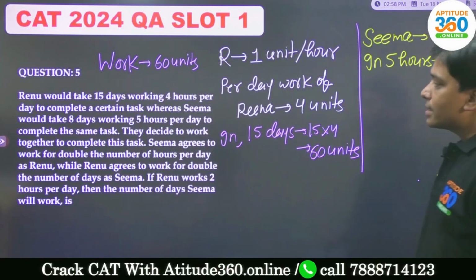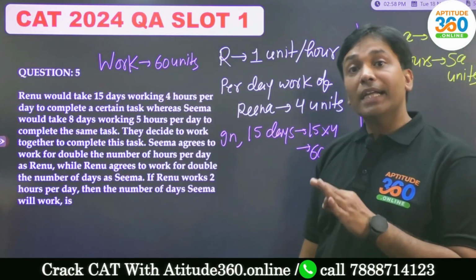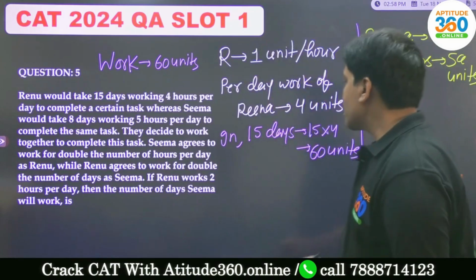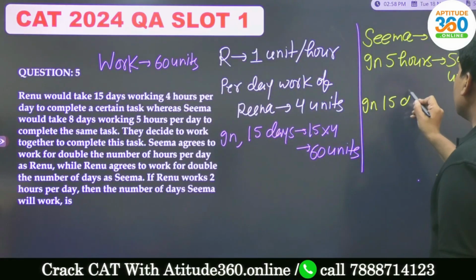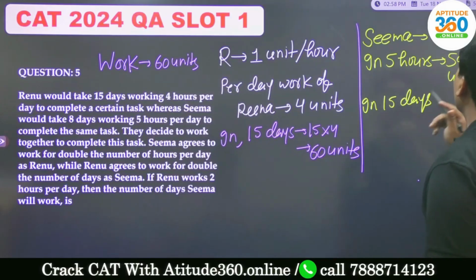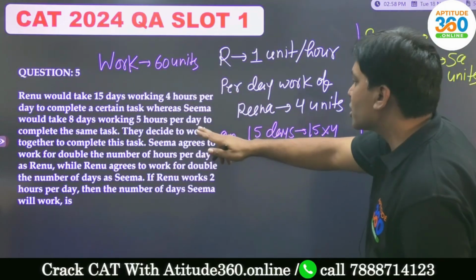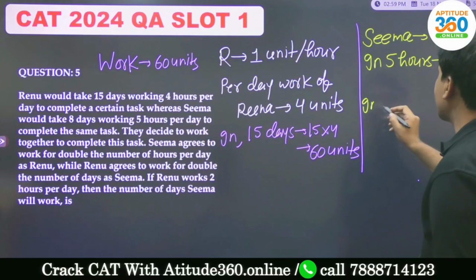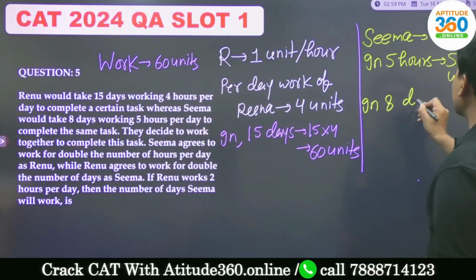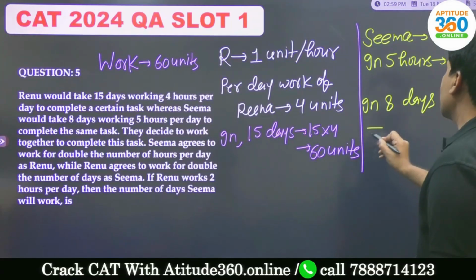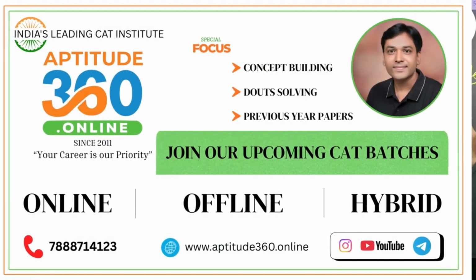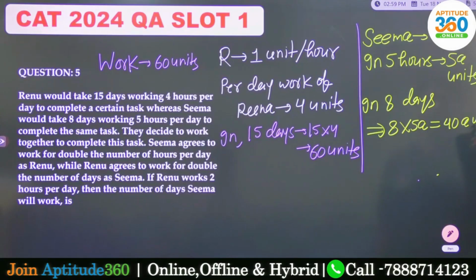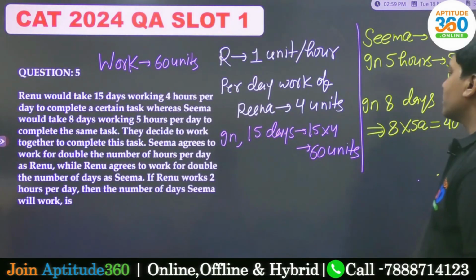And since this lady is completing the entire work in 8 days, not 15 days, in 8 days she is doing 8 into 5 times A, which is what? 40A units. And this is also the entire work.